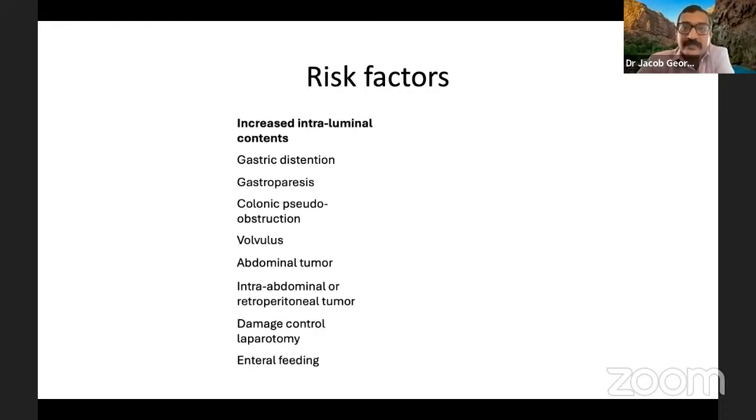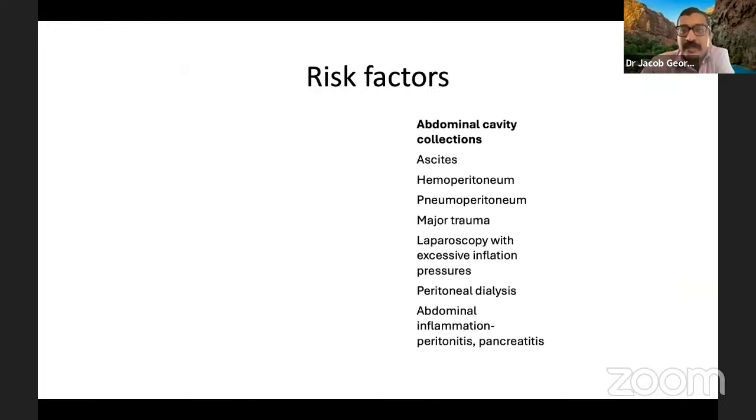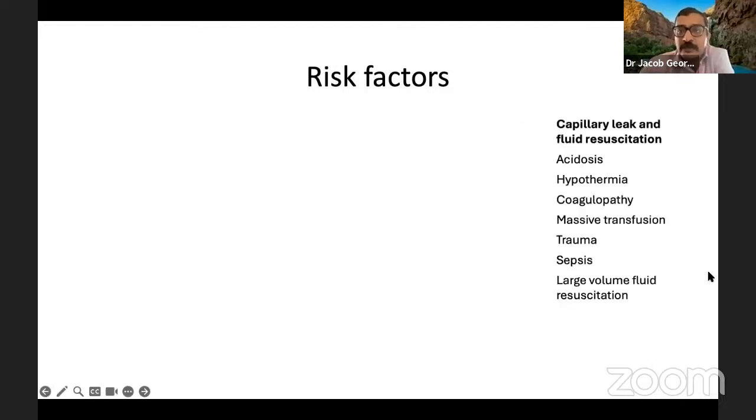Or you can have increased intraluminal contents, such as contents inside the gut lumen, like gastric distension, gastroparesis or colonic pseudo-obstruction, or an intra-abdominal or retroperitoneal tumor, or a patient who is not tolerating feeds. Or you can have collections inside the abdominal cavity, whether fluid, blood, or air. Laparoscopy can itself cause it, as can peritoneal dialysis and abdominal inflammation like peritonitis and pancreatitis. You can also have other causes like capillary leak during massive fluid resuscitation, massive transfusion, trauma, sepsis, acidosis, and hypothermia.